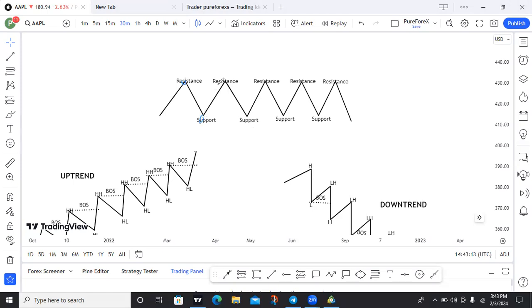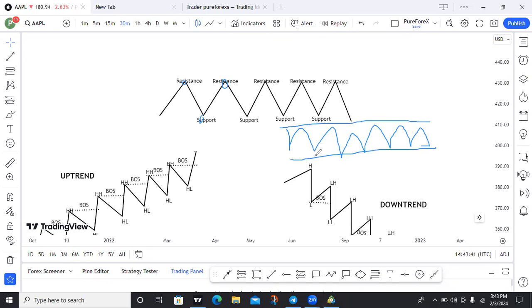It is these equal highs and equal lows that we call support and resistance. That is why I put here resistance, resistance, support. So when the market is moving like this, it is what we call consolidation or ranging. In this type of market structure, it is not even good to trade. Psychologically, this means that neither buyers nor sellers are empowering the market.